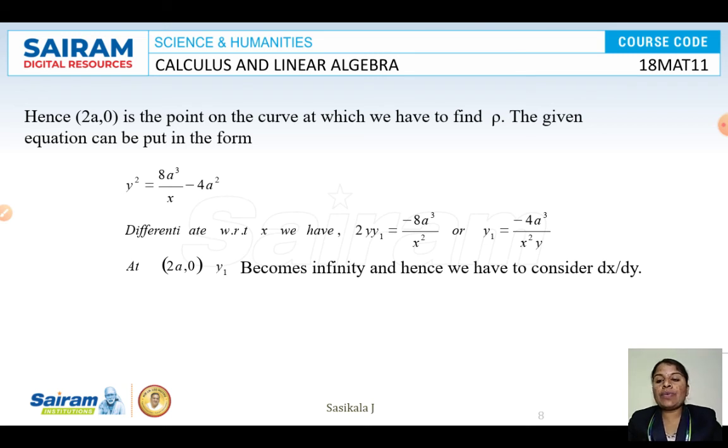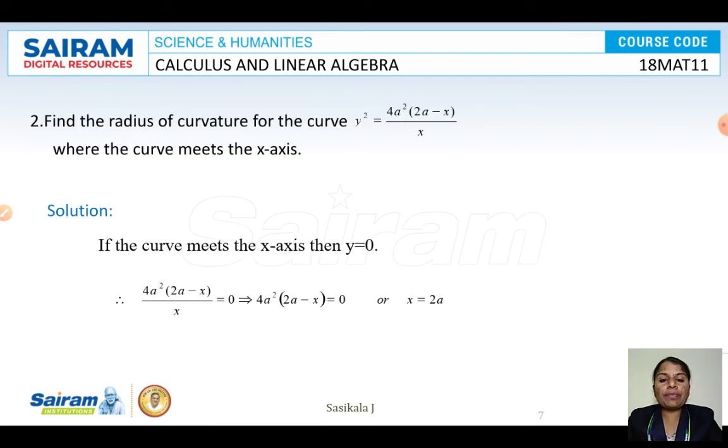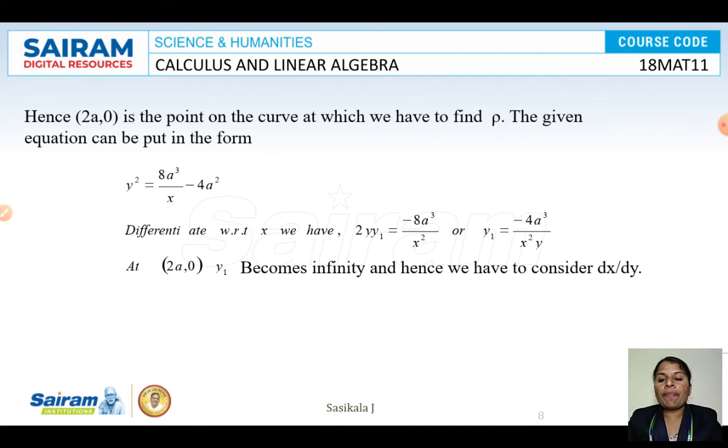Then the given equation we can put in the form y squared equal to 8a cube by x minus 4a squared. I just took the x inside for the 4a squared. Now we can differentiate: we will have 2y y1 because of y squared differentiation, which is equal to minus 8a cube by x squared, or y1 is equal to minus 4a cube by x squared into y. This 2 and 8 will get cancelled in simplification.